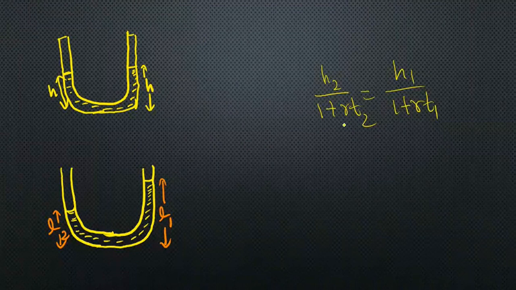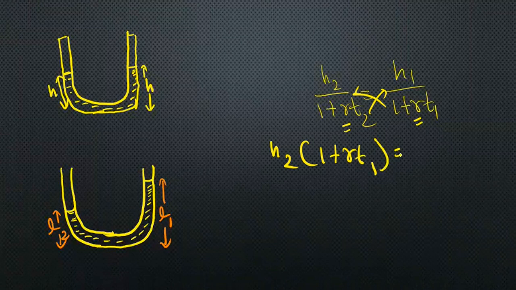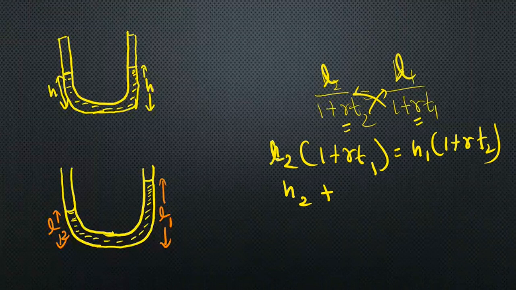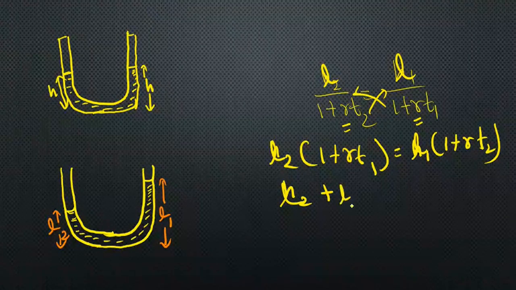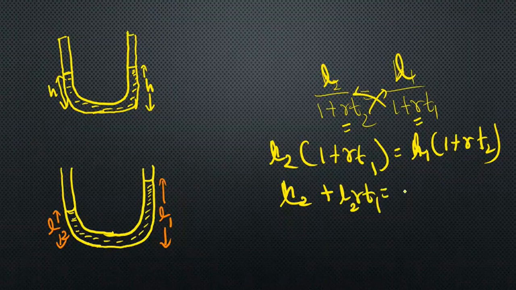Let's simplify it further. I want to isolate gamma here. So let's do the cross multiplication here. So L2 into 1 plus gamma T1 equals L1 into 1 plus gamma T2. So let's remove the brackets. So here it has to be L2 and L1, right? My bad. So L2 plus L2 gamma T1 equals L1 plus L1 gamma T2.